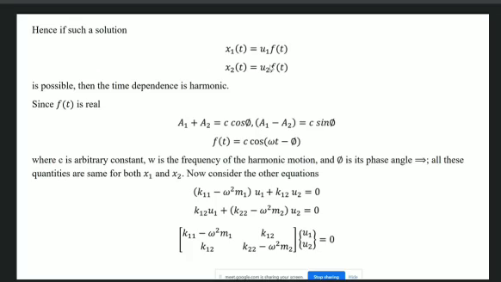And then as we discussed last time, if f(t) is real, then if a1 and a2 are complex conjugate, then the displacement function will be real, and we may then consider a1, a2 equal to c cos phi, and here it should be i a1, a2.